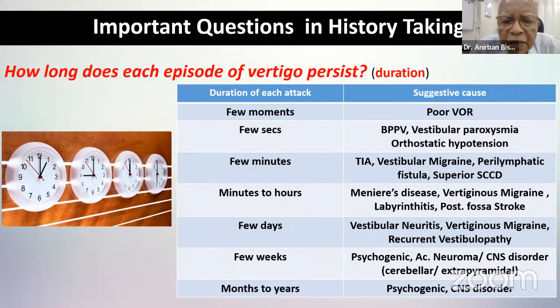If it is persisting for minutes to hours, it can be Meniere's disease, a vertiginous migraine, labyrinthitis, or a posterior fossa stroke. If it is there for a few days continuously, it can be a vestibular neuritis, vestibular migraine, or a recurrent vestibulopathy. If it is there for a few weeks, it is usually psychogenic or a central nervous system disorder, most commonly a cerebellar disorder or an extrapyramidal disorder. If it is there for months to years, it can be a psychogenic vertigo or a central nervous system disorder. So that goes about this.